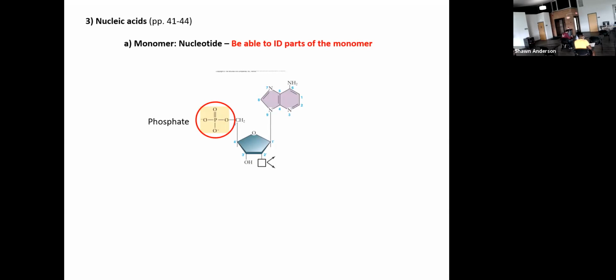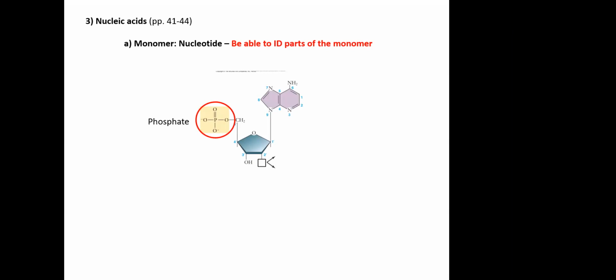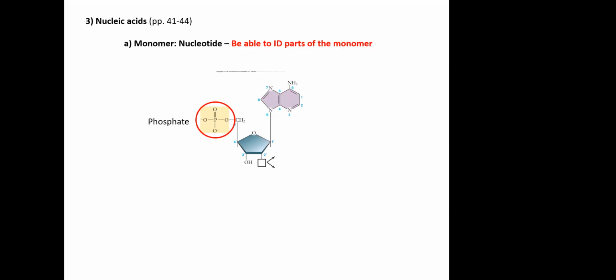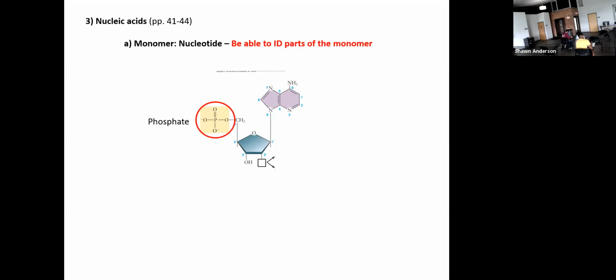What kind of functional group is that? Phosphate. It is a phosphate, but what kind? If you were to classify it in our group. What kind of properties does it have? Is it charged, uncharged? Is it polar? It's charged and it's polar. Good.